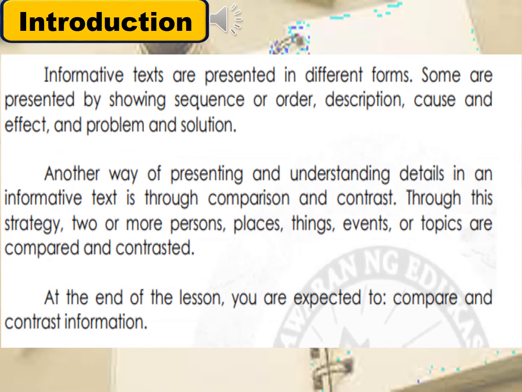Informative texts are presented in different forms. Some are presented by showing sequence or order, description, cause and effect, and problem and solution. Another way of presenting and understanding details in an informative text is through comparison and contrast. Through this strategy, two or more persons, places, things, events, or topics are compared and contrasted. At the end of the lesson, you are expected to compare and contrast information.